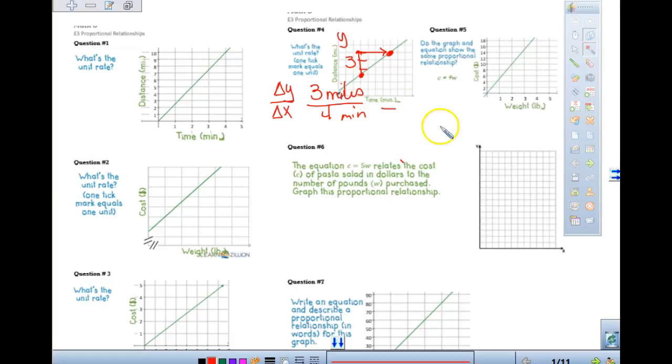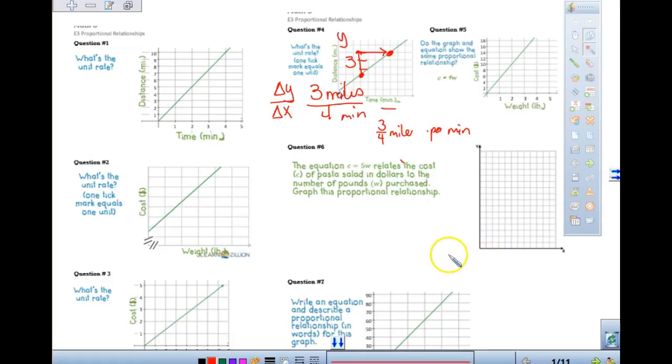So when I look at that answer, I might say I'm going 3, yesterday in the video they said you can leave it, 3/4 of a mile per minute, right? Okay, so 3/4 of a mile per minute. Could I say 0.75 of a mile? Yeah. Same thing, right?